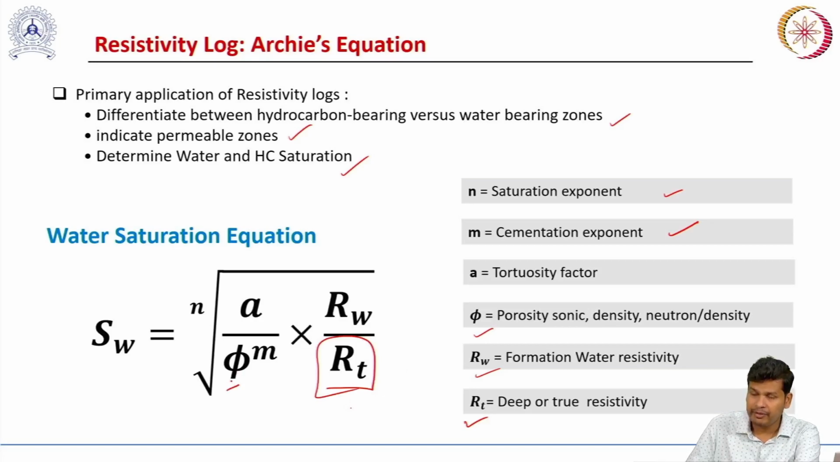Phi data will come from the porosity data, such as sonic, density, or a combination of neutron and density, or any other log combination. A, M, and N are the empirical parameters which are generally derived from laboratory data.